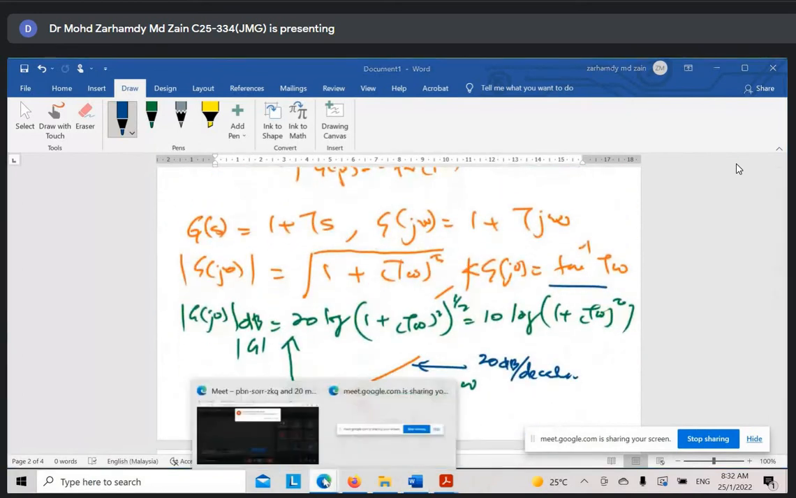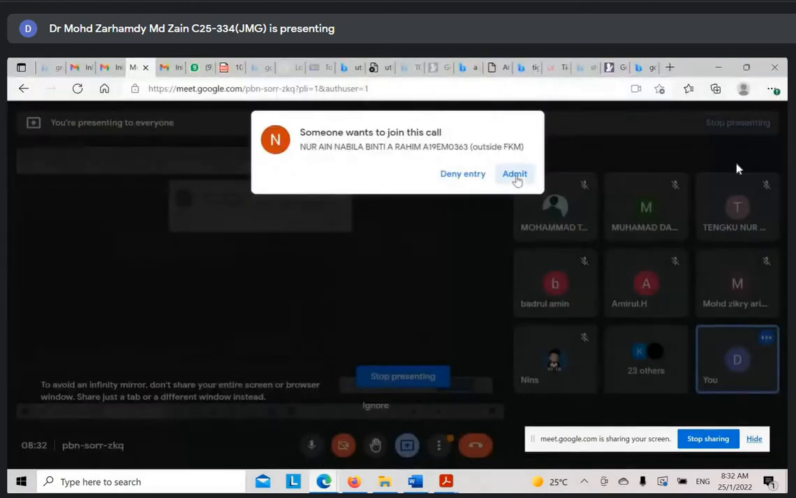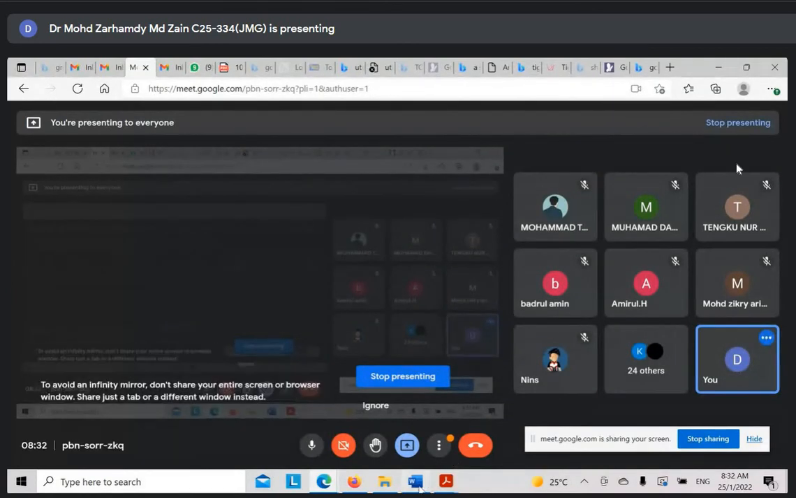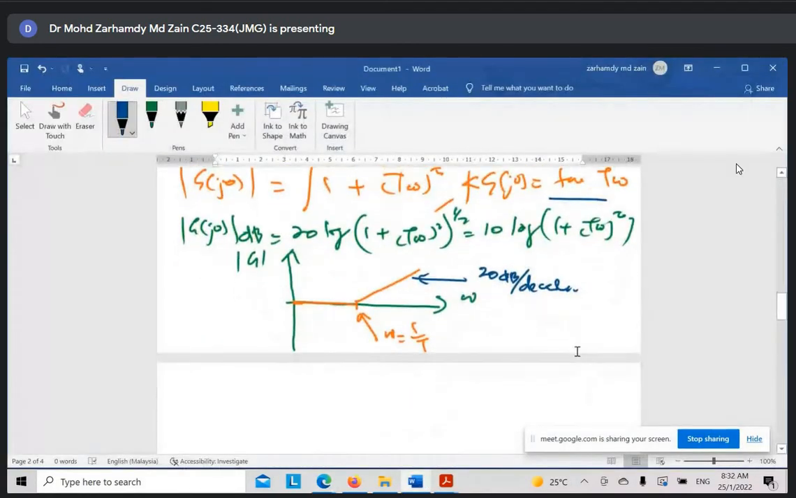Ada masuk tak? Ada. Aduh, tadi kau dah masuk ke? Okey, tak apa. Ada lagi soalan tak? Ada tak soalan? Apa lagi? Sekejap. Okey.